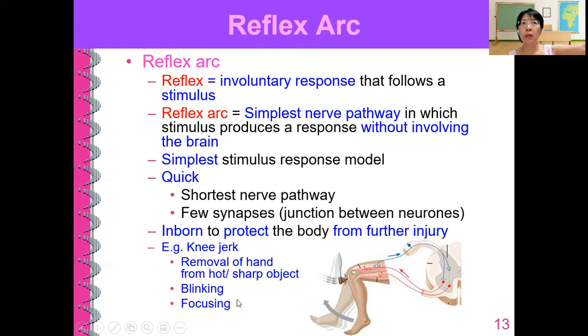Blinking of eyes when something is flying towards you, your eyes will automatically blink without you thinking whether it is going to injure your eye. Focusing is like when you turn your eyeballs around, you start to see something. The focusing is done by the muscles in the eyes and you don't have to do it. It's also by reflex. All these things are to protect us and also for our survival. Focusing is very important, for example, for you to move now, but in the past for hunting, for example, for running away from danger.